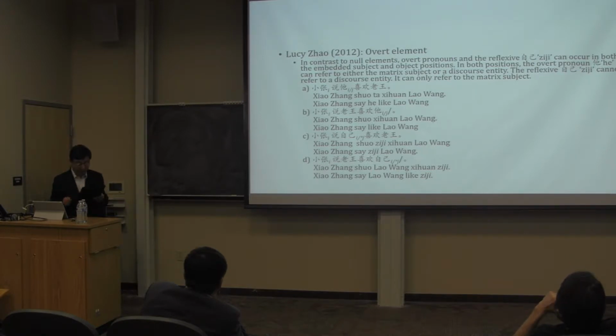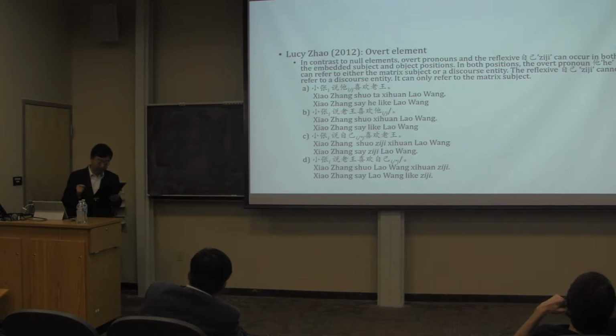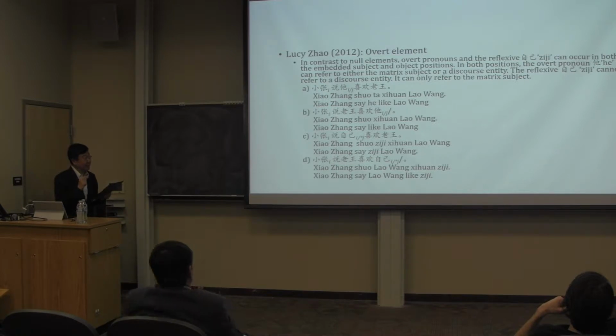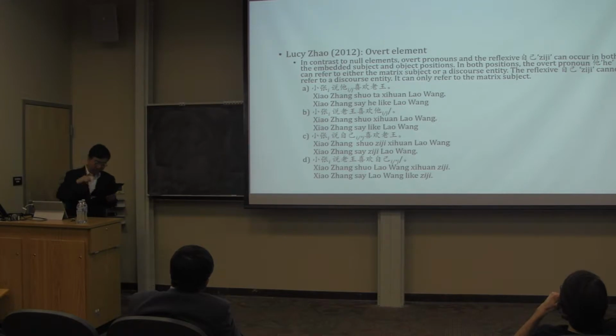Now let's look at the four sentences. The first is 小张说他喜欢老王. 他 can be 小张 or someone else in the discourse. This is the overt pronoun at the subject position. The second, sentence B, 小张说老王喜欢他. This 他 can be 小张 or someone else. The overt pronoun in the object position. Sentence C, 小张说自己喜欢老王. And here, 自己 can only refer to 小张, not someone else. And sentence D, 小张说老王喜欢自己. And this 自己 can only be 小张, but not someone else. This is the reflexive.